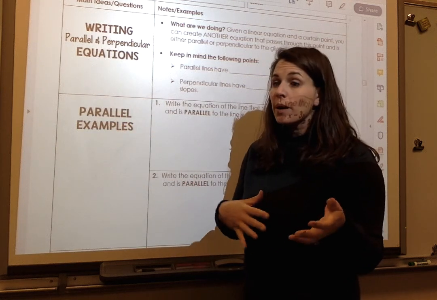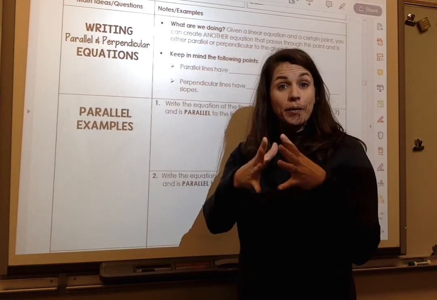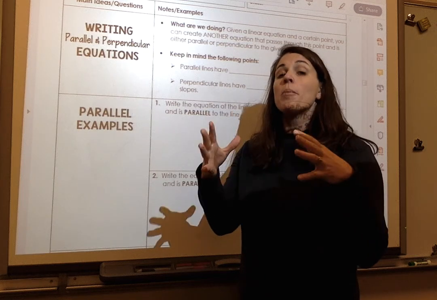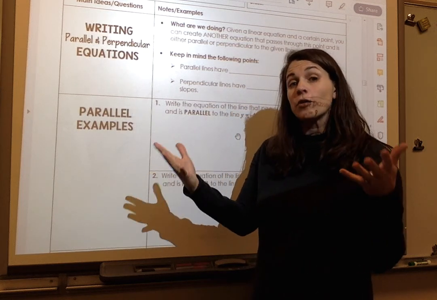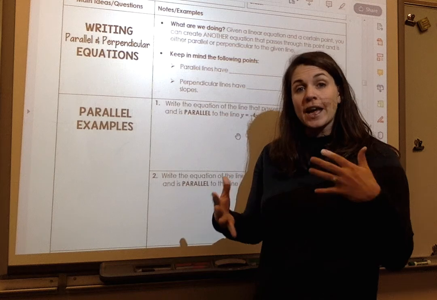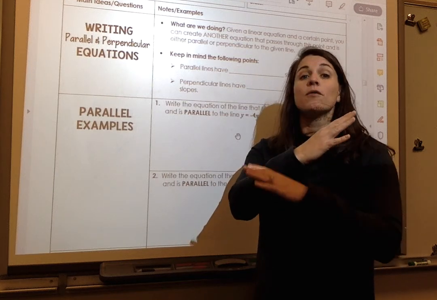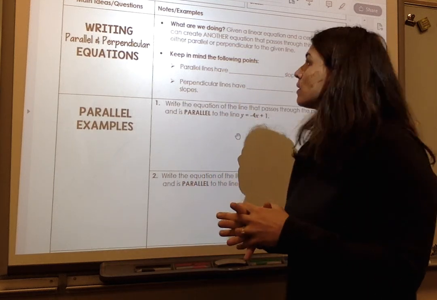We've already talked about what parallel lines are and about their slopes. Their slopes are the same. Perpendicular lines, their slopes have negative reciprocals. Remember, one's positive, one's negative. That's why it's negative reciprocals.